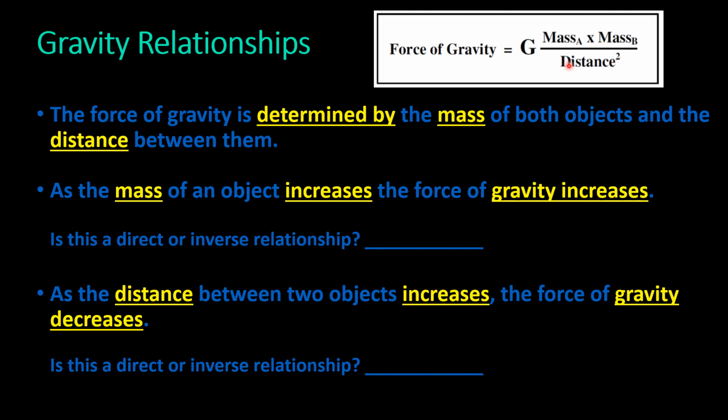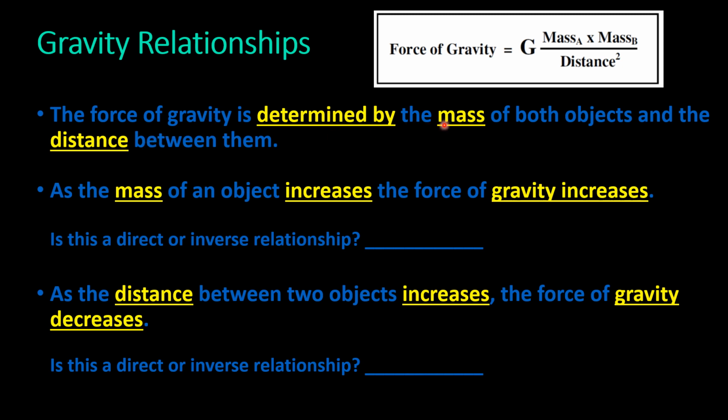And since the distance is squared, it's actually the most dominant factor in this equation. This is why as you leave the Earth and get into space, you start to get weightless, because the distance is increasing, and that very drastically reduces the force of gravity. But notice the mass of the two objects are also important because those are in the actual equation too. So the force of gravity is determined by two things: mass and the distance between the two objects.